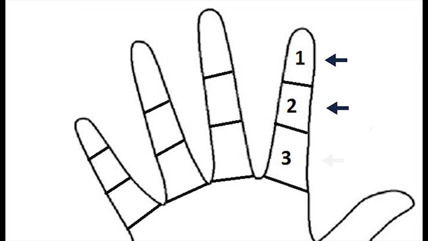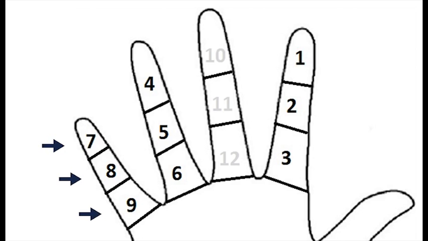Then we get 2, 3. Then we hop across to the ring finger and we go 4, 5, and 6. Then on the pinky, the ages of 7, 8, and 9. Then the middle finger has the ages of 10, 11, and 12. So these are the first 12 years of your life.